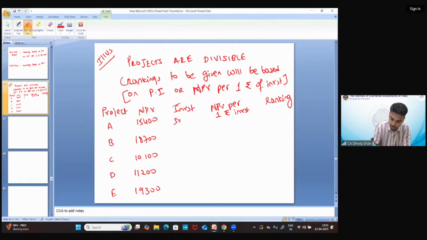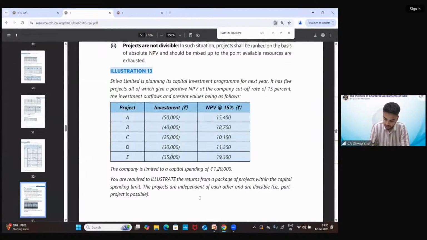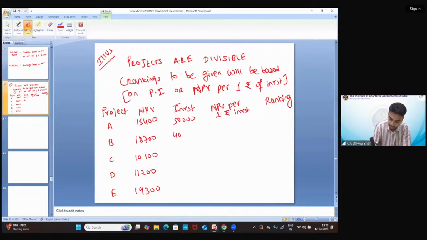My investment amount is 50,000 for project A. Cash flows: 40, 25, 30, 35. Can you help me in calculating NPV per 1 rupee of investment? Means simply you have to divide NPV by investment. 15,400 divided by 50,000. So my 1 rupee of investment is generating an NPV of 0.31 rupees.